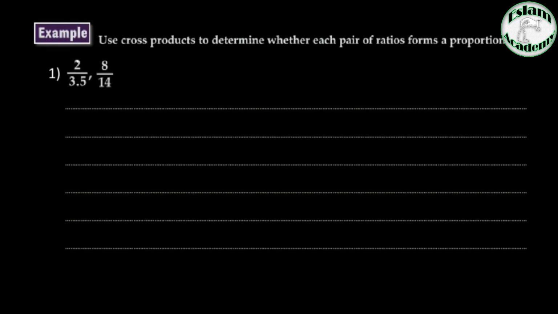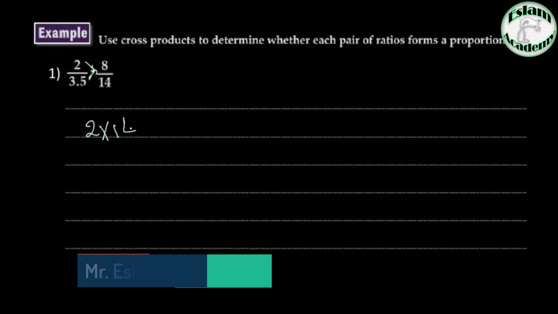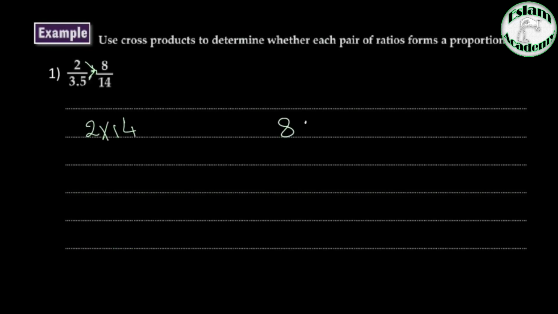So the first one, 2 over 3.5 and 8 over 14. To use cross multiplication, we need to multiply 2 by 14 and 8 times 3.5. So the first one is 2 times 14, and the second one is 8 times 3.5. 2 times 14 equals 28. 8 times 3.5 equals 28. You will find that the two answers are equal. It means the two ratios are proportional.